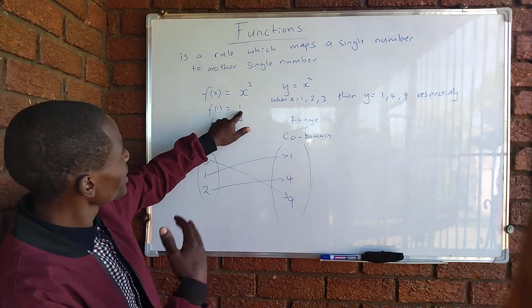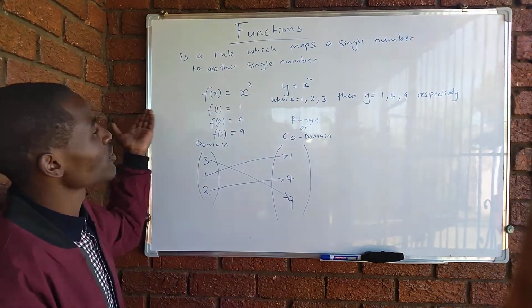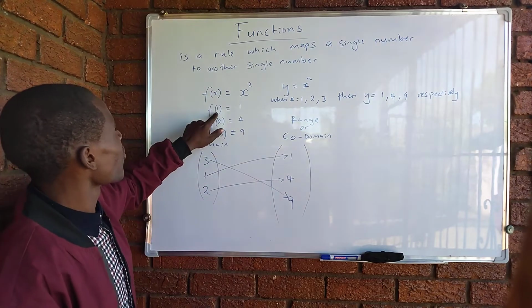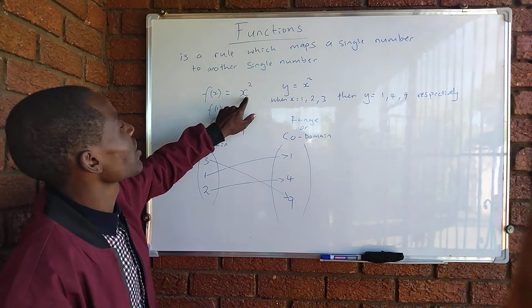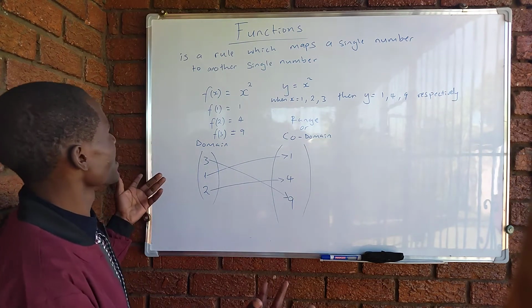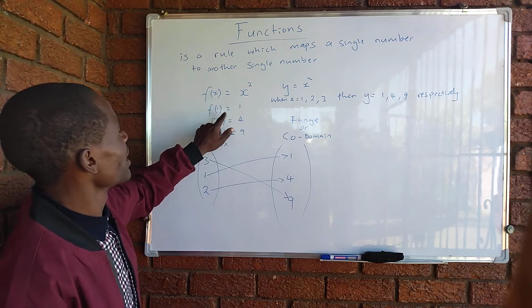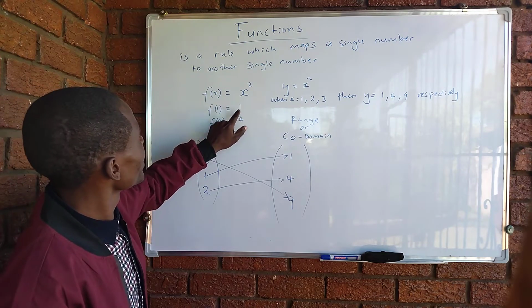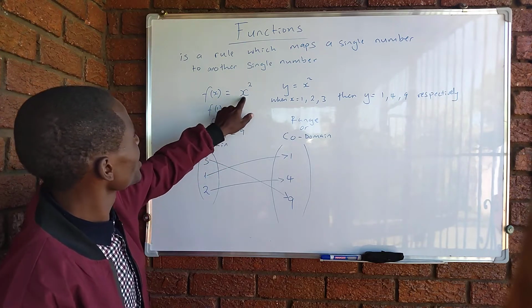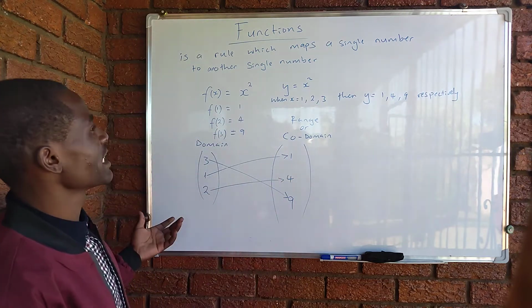So that is the rule with functions, guys. Given a function in terms of x, you can say f of 1, you substitute 1 for x, so that the left hand side and the right hand side will balance. So f of 1 is equal to 1. F of 2 is equal to 2 squared, which is 4. F of 3 is 3 squared, which is 9.